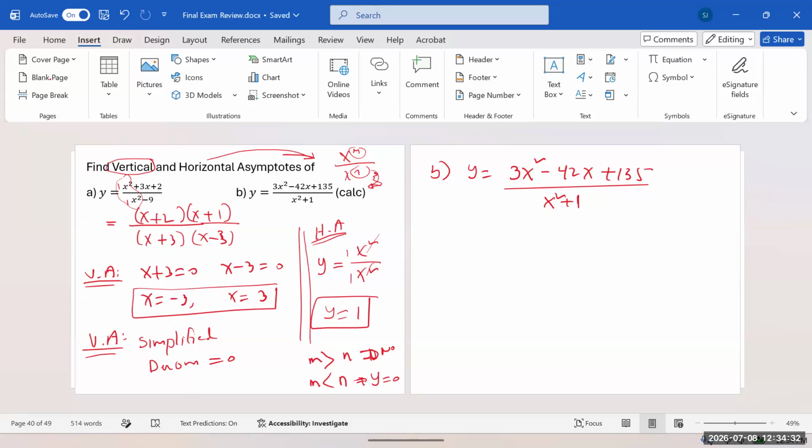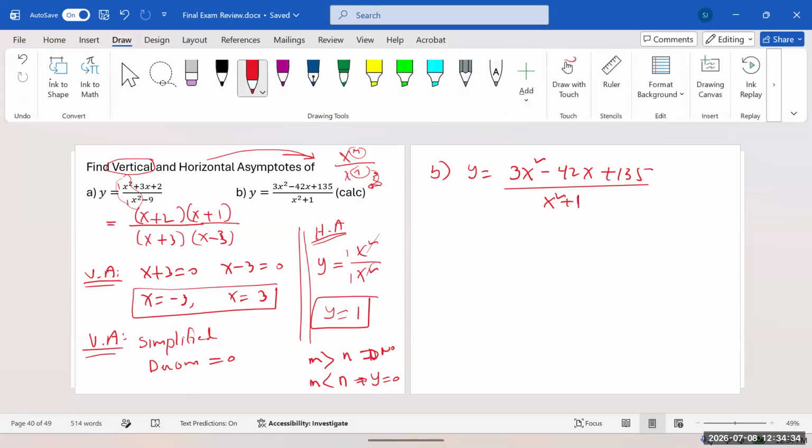Okay, what do you think the vertical asymptote in the next one? Always highest degree. Simplified.